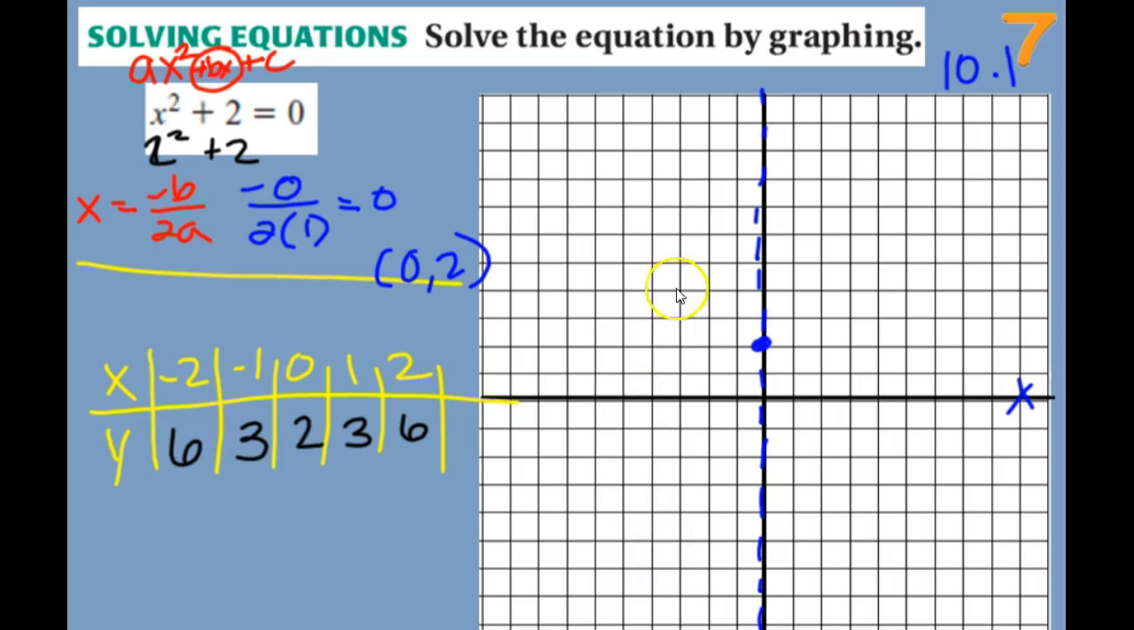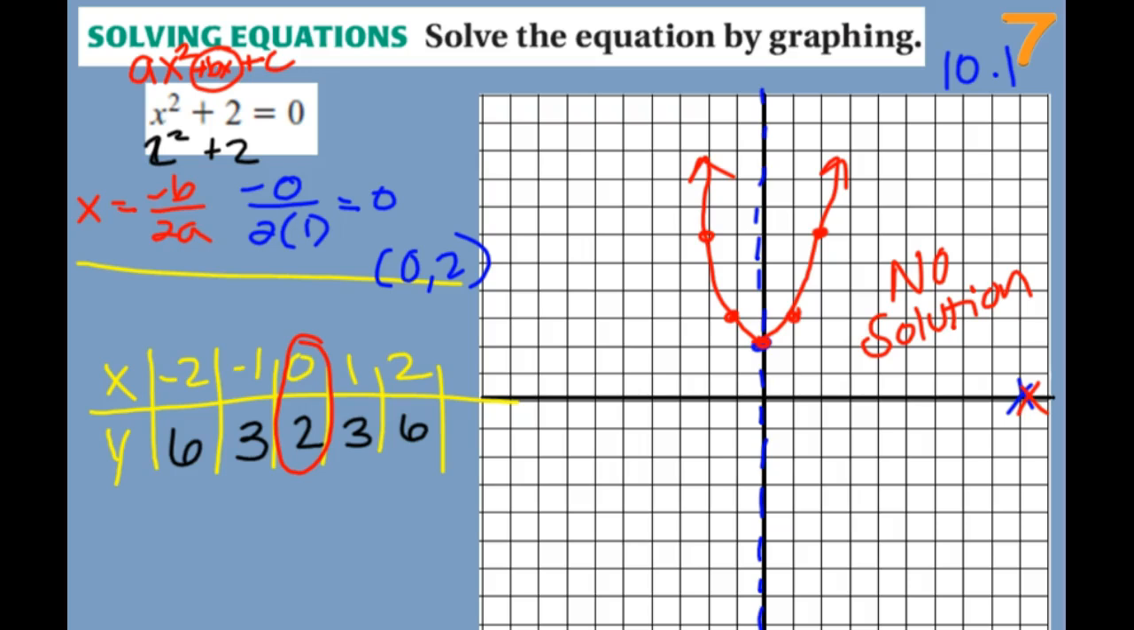So let's plot those points. At 0, we're up 2. We already plotted that one. At 1, we're up 1, 2, 3. And at 2, up 1, 2, 3, 4, 5, 6. And reflect those across to the other side as well. So this one is also no solution because it's never going to cross or touch the x-axis.